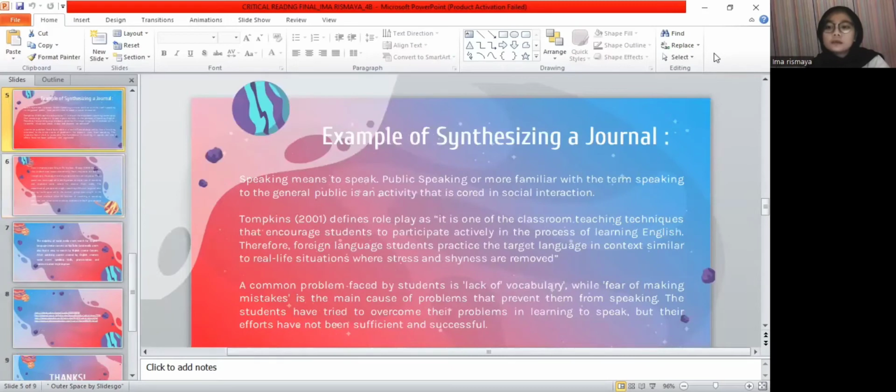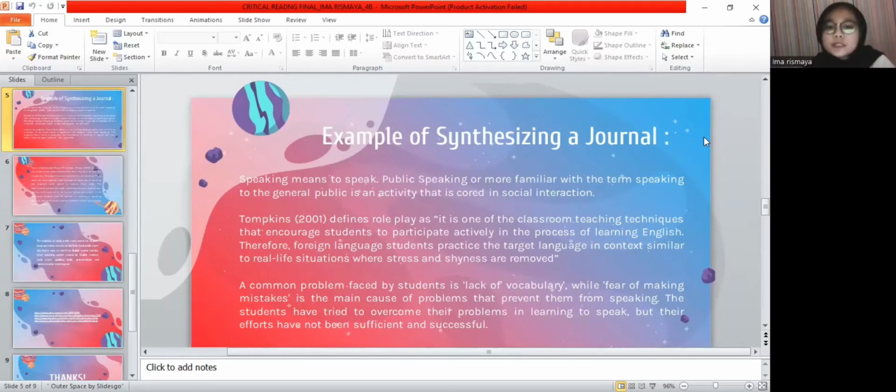And next, example of synthesizing a journal. Before explaining and giving examples of journal synthesis, I will explain some of the terms I discussed about speaking. The first is the technique of teaching speaking in English class. The second is the speaking problem faced by students. The third, improve speaking skills. And the last is social media users against speaking English.